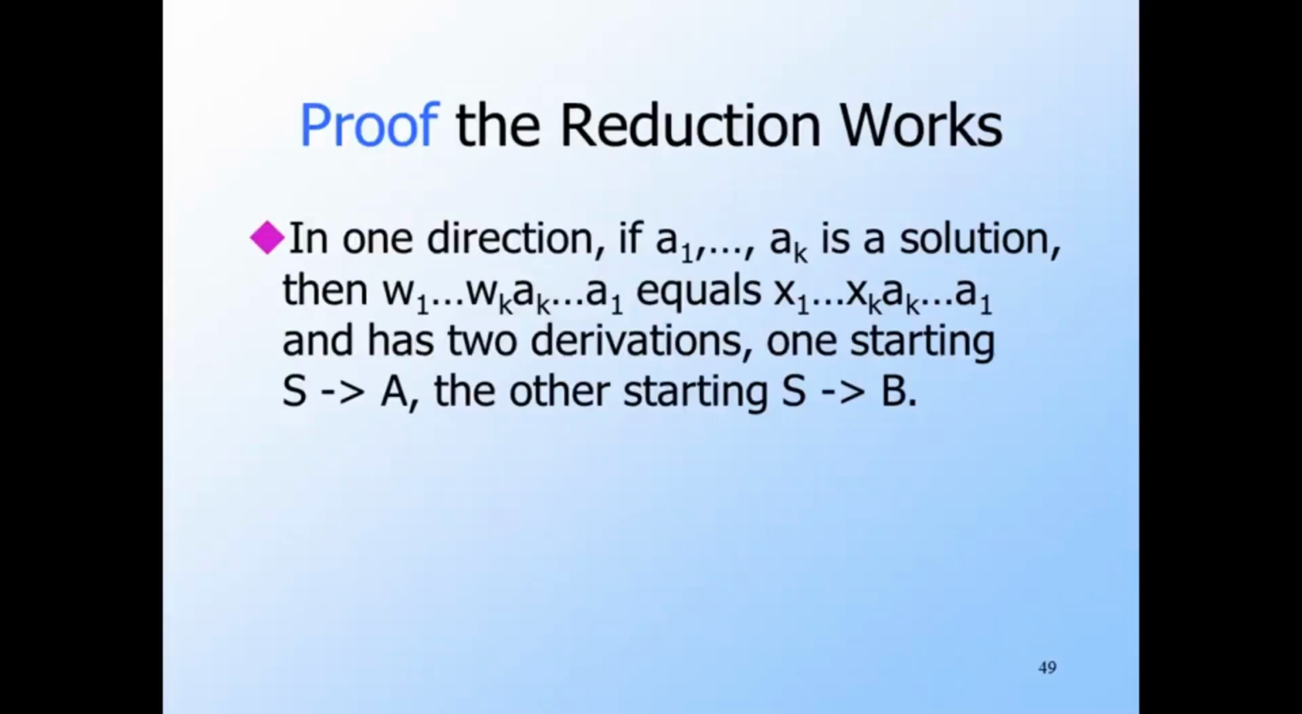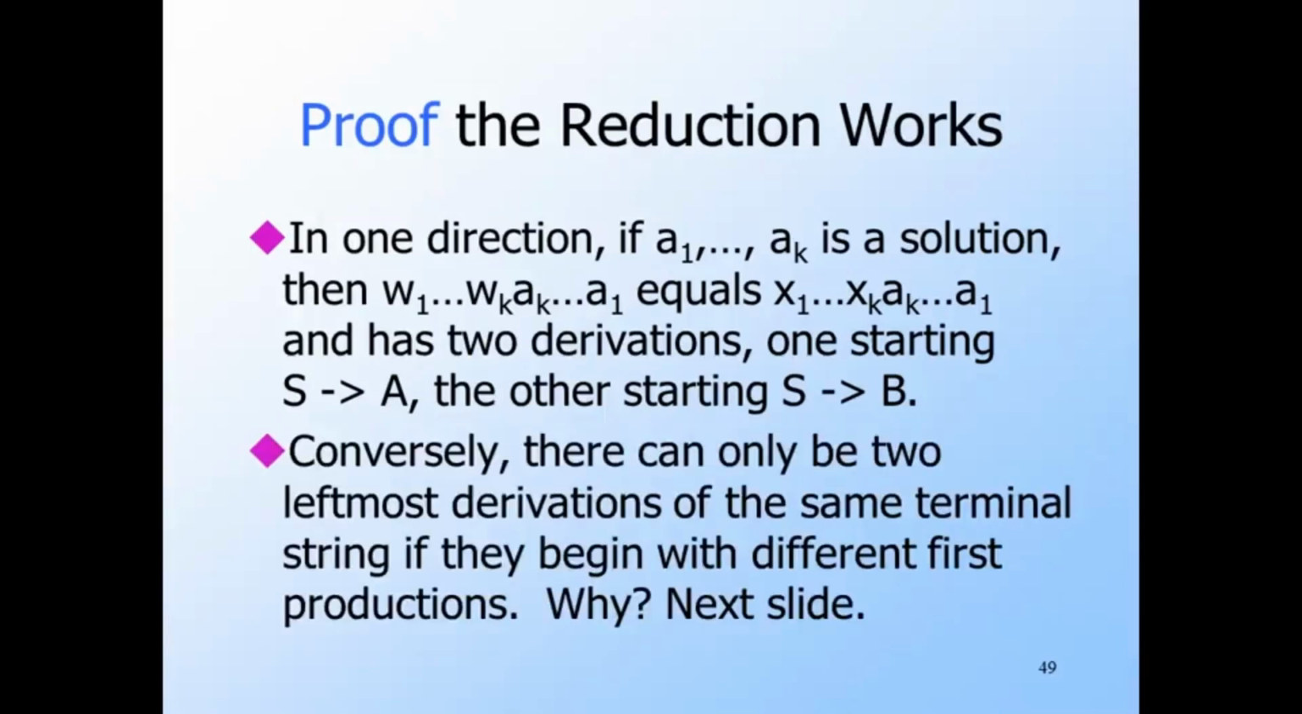So here's the proof this construction is a correct reduction from PCP to ambiguity. First, suppose the PCP instance has a solution, say represented by the sequence of index symbols A1 through AK. Note there can be repeats in this sequence. Then W1 through WK is the same string as X1 through XK. That's what it means for this index sequence to be a solution. Then there are two leftmost derivations of the string that is W1 through WK, or equivalently it's X1 through XK, followed by AK down to A1. One starts with S goes to A, and the other starts with S goes to B.